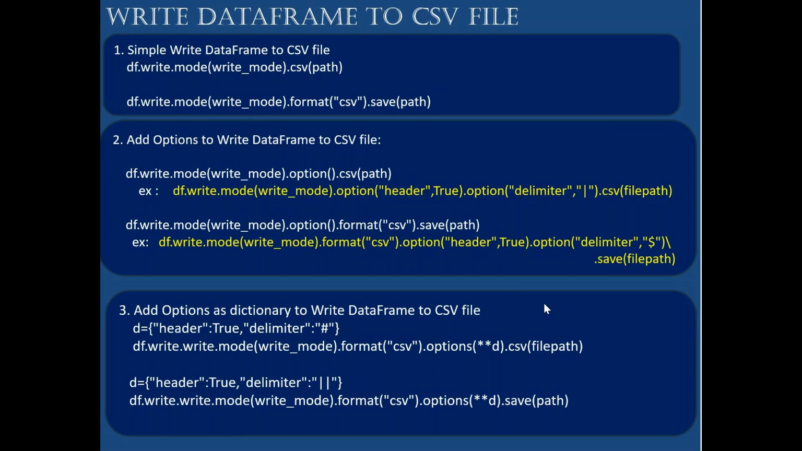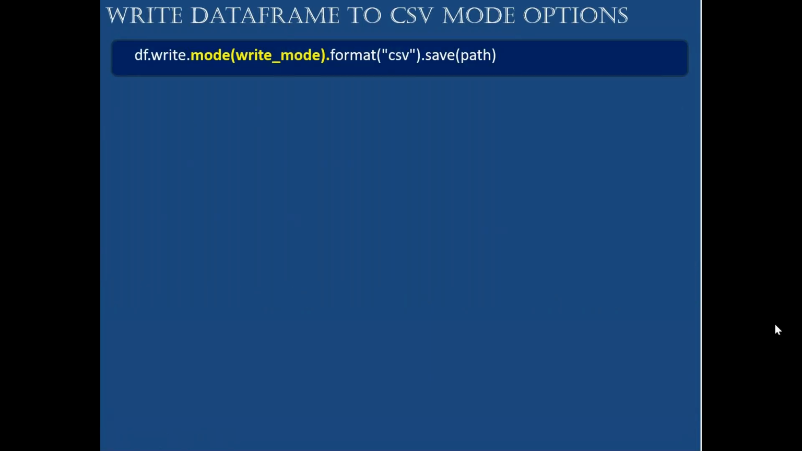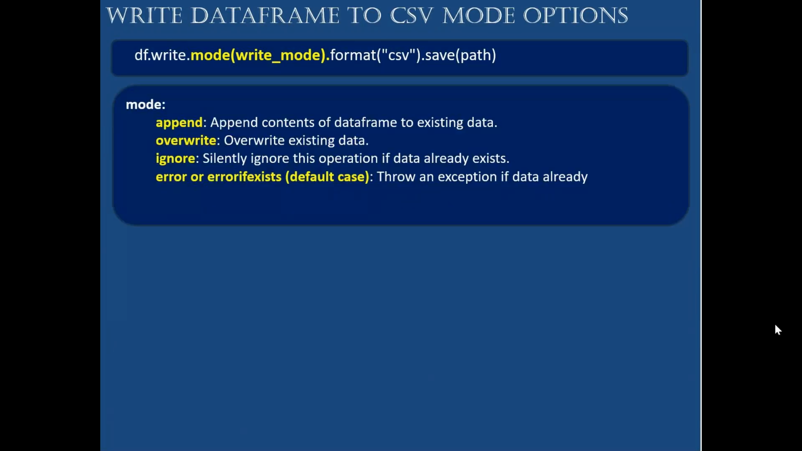These are the three syntaxes you are aware of. Now I am moving on to the next slide. Write modes. In total you have four modes. Append mode basically appends the content of a data frame to the existing data in the target location. Overwrite overwrites the existing data with the new data that you have in the data frame. You have some new data in the data frame, and that data you will be writing into the target.